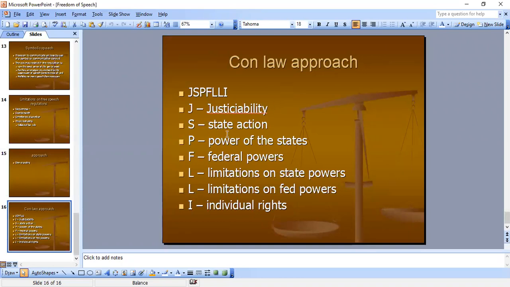State action, P for power of the states. What are the powers of the states? What are the federal powers? What are the limitations on state powers? Remember those, and limitations on federal powers. Those are all in my other videos, and now I'm working on individual rights. So far, I've just done the freedom of religion and freedom of speech, so I'll work on the next ones in my next video.